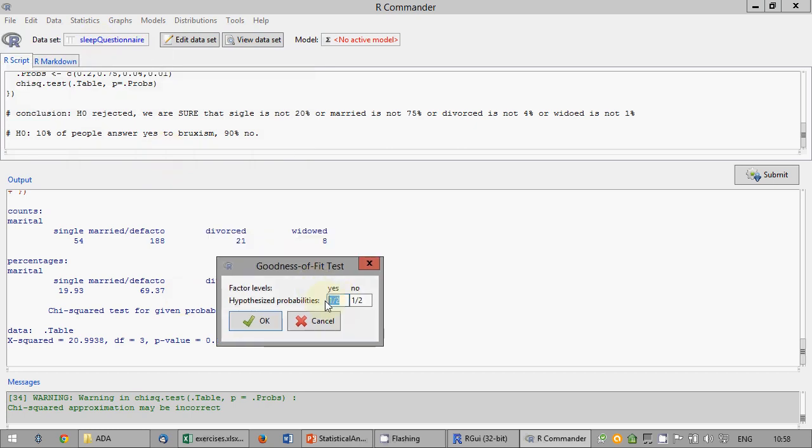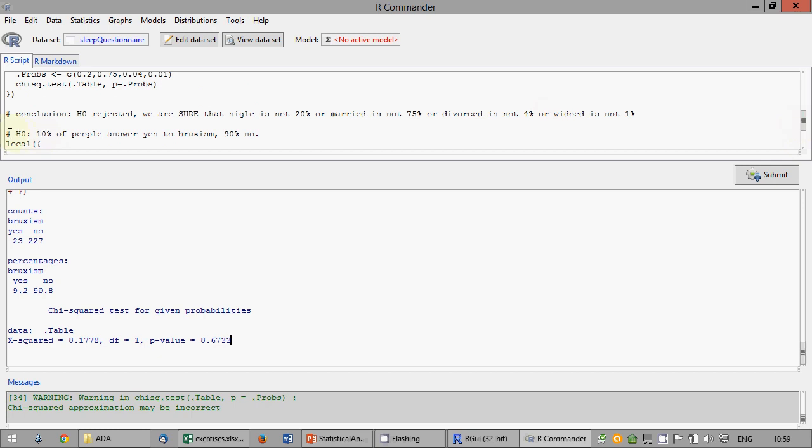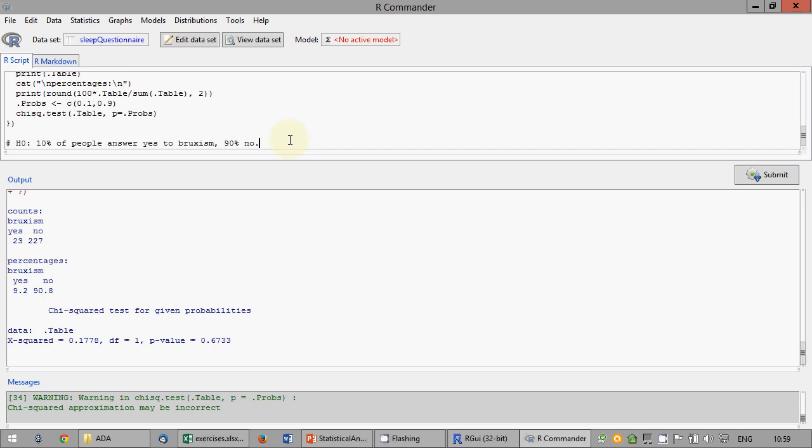Not half and half, I hope. Yes, 0.1 and no, 0.9. I think that you must take care yourself that the sum makes 1. P-value 67, so we accept. It does not mean that the distribution is this one. It means that we accept H0.